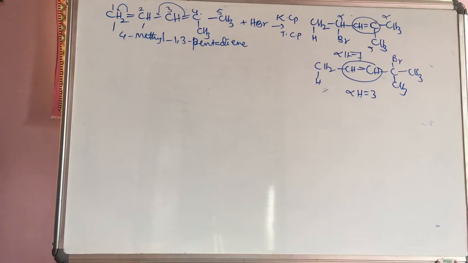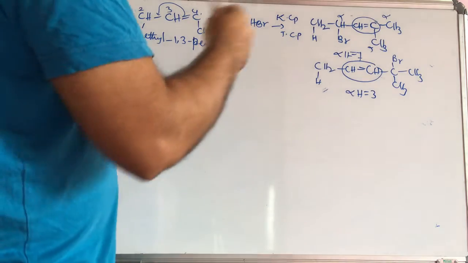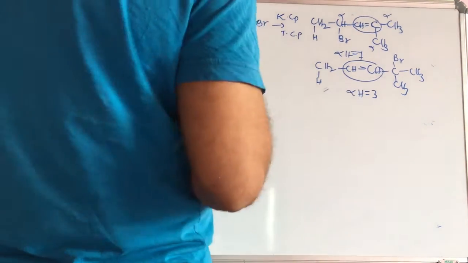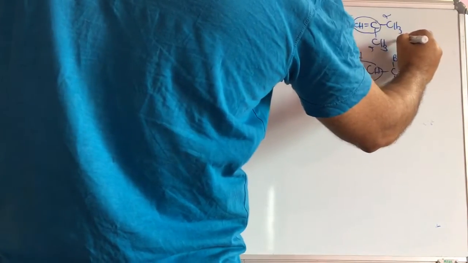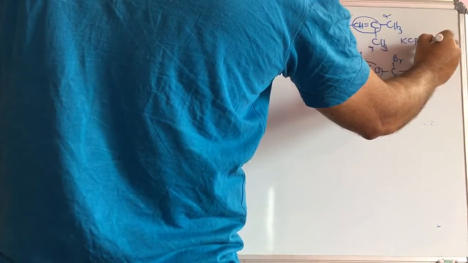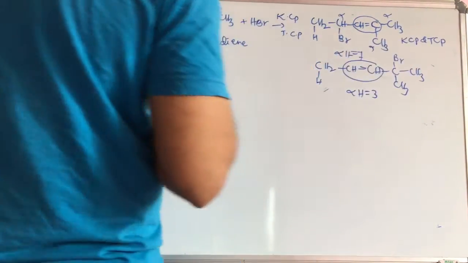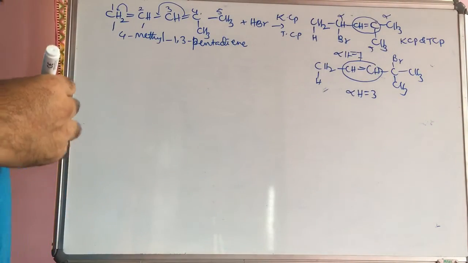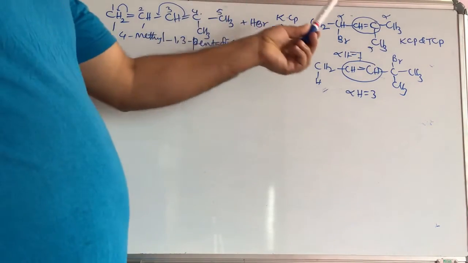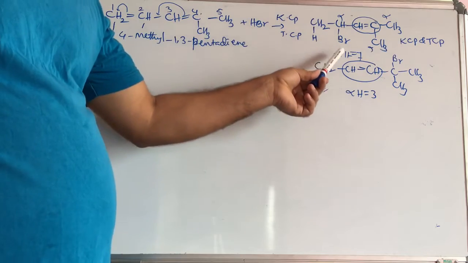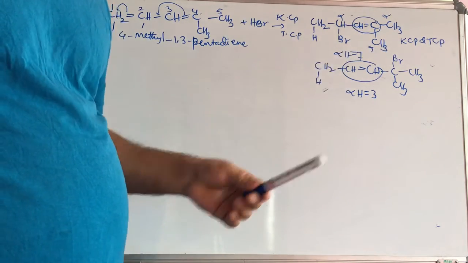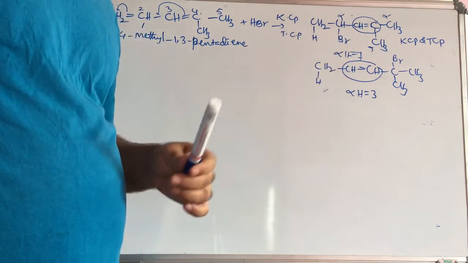Then which is the more stable product here? The 1,2 is the major product rather than the 1,4 addition. That's why it is also known as KCP and TCP, because TCP means the formed alkene should be more stable. Here alpha hydrogens are 7. That's why it is the thermodynamically controlled product also.